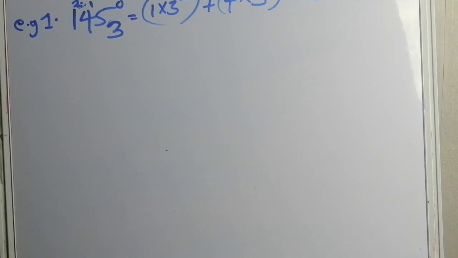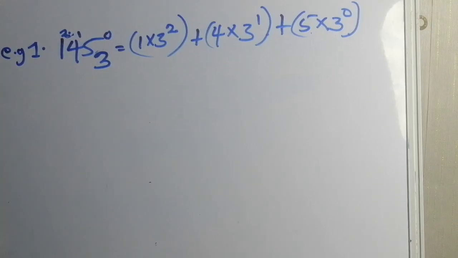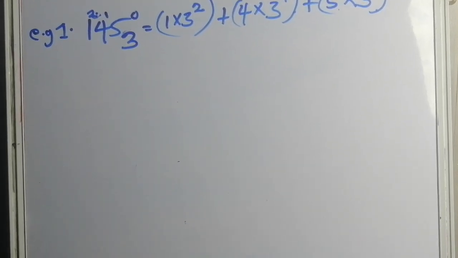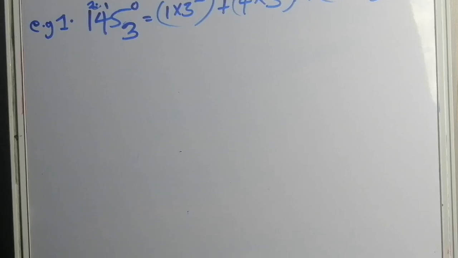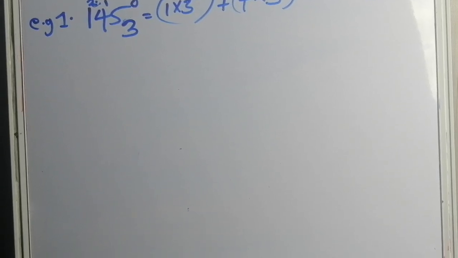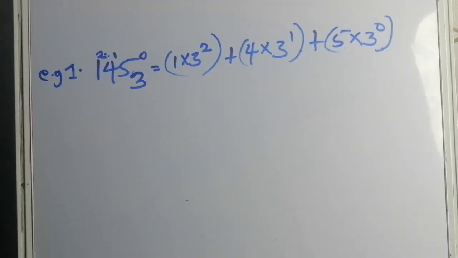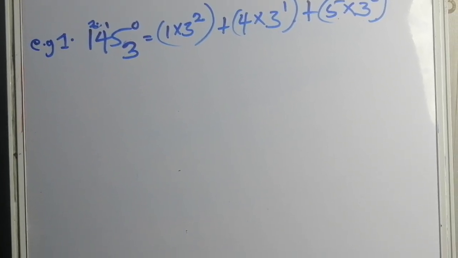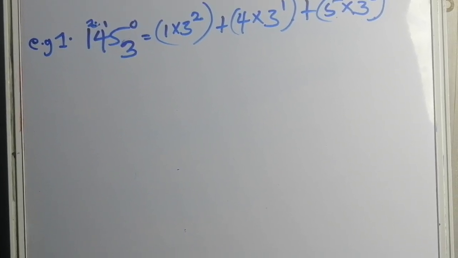So you see exactly what I'm trying to say here. That's 1 times 3 raised to power 2. Then you also have 4 times 3 raised to power 1, plus 5 times 3 raised to power what? Raised to power 0. It's as simple as that.